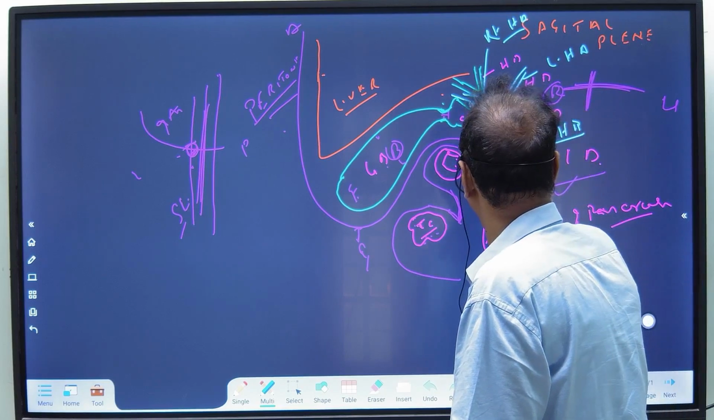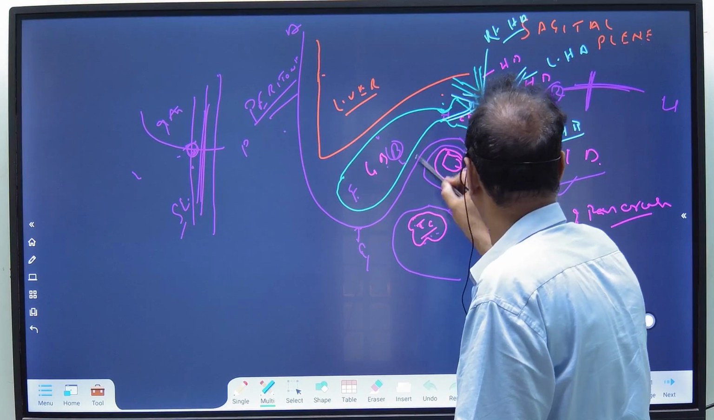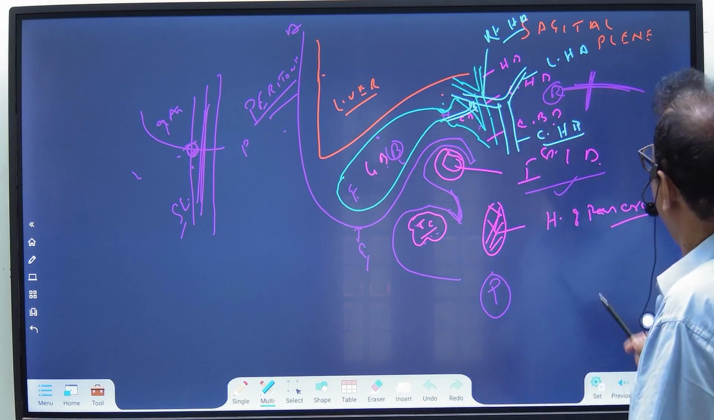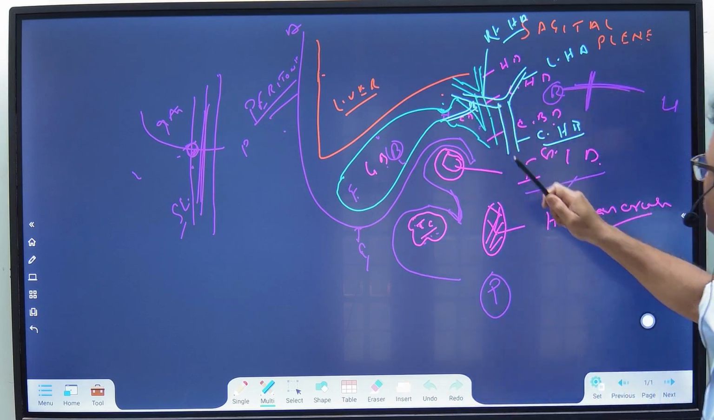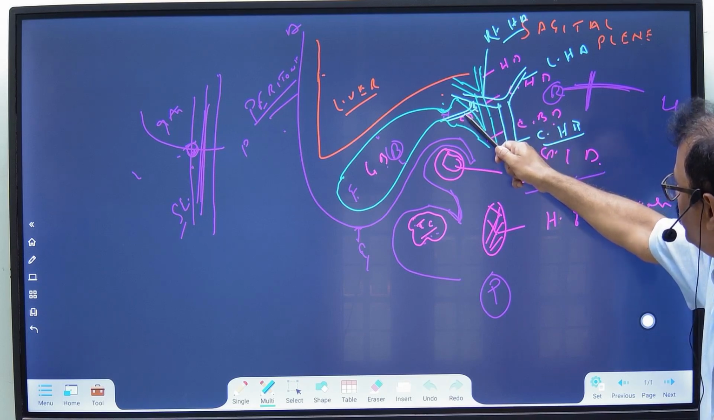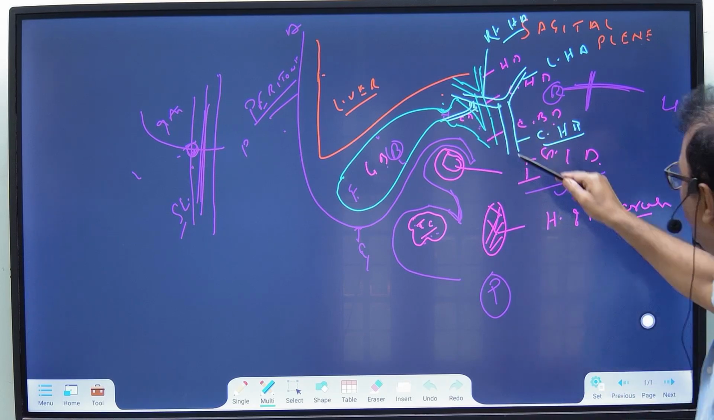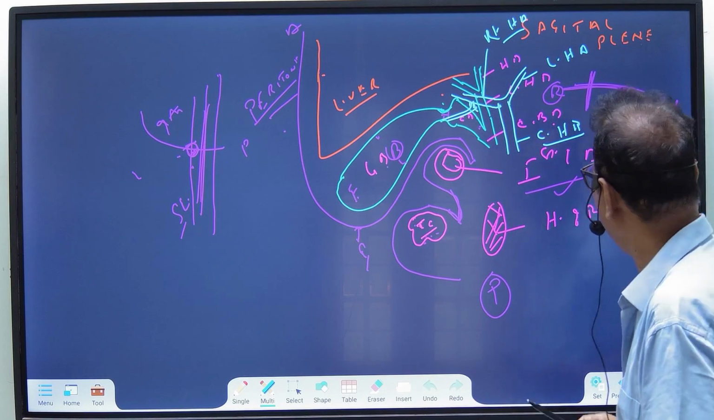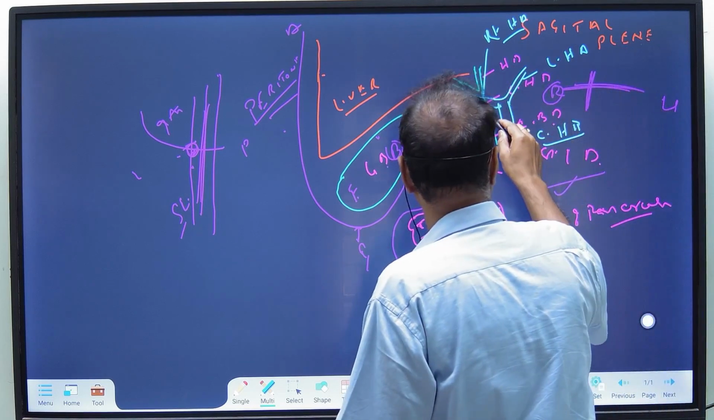This cystic artery will go like this. So here we have got the cystic artery. From the right hepatic artery, we have got one branch, and this one is known as the cystic artery. And we could see it just above the neck, over here.